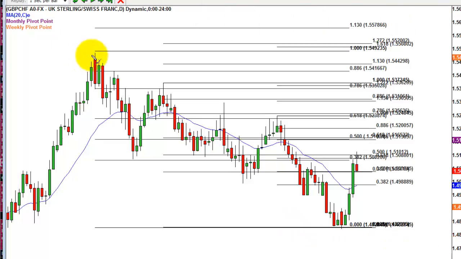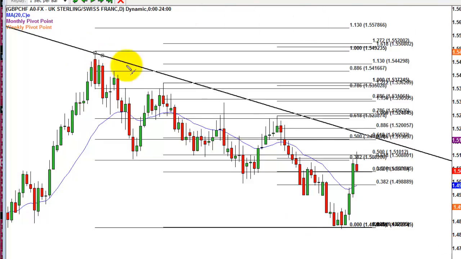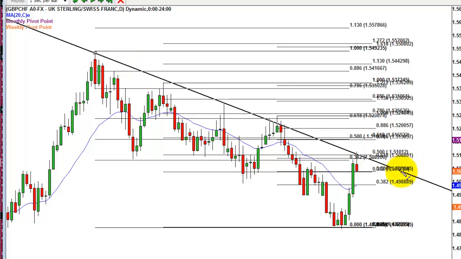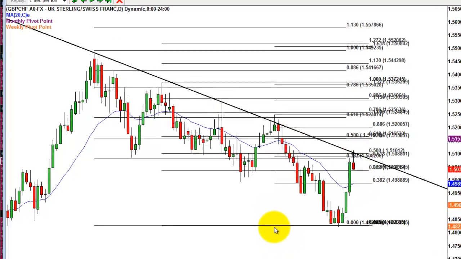We can see here already that we've got a trend line. If we take it from this swing high, take it all the way down to the bottom, you can see that we've got how many tests? We've got 1, 2, 3, 4 tests against this trend line. We've got our Fibonacci cluster like we've discussed. Let's see if we've got a horizontal level as well.